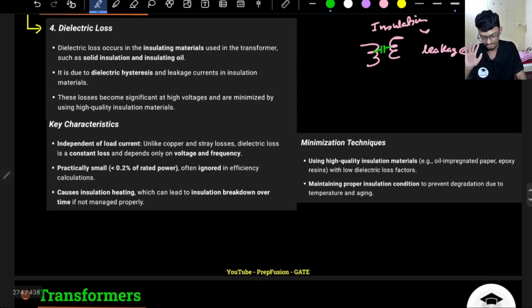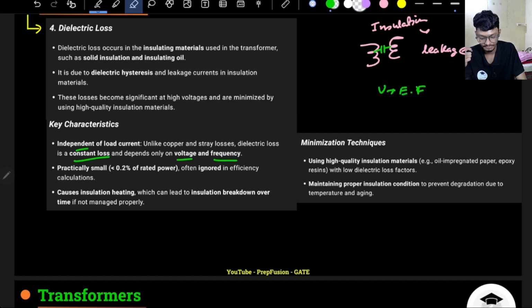This is independent of the load current because it is voltage dependent. The higher the voltage, the higher the chances of insulation failure. So it is independent of the load, and that's why it is called a constant loss. It depends on the voltage and frequency. Why voltage? Because if voltage is higher, the electric field will be higher.